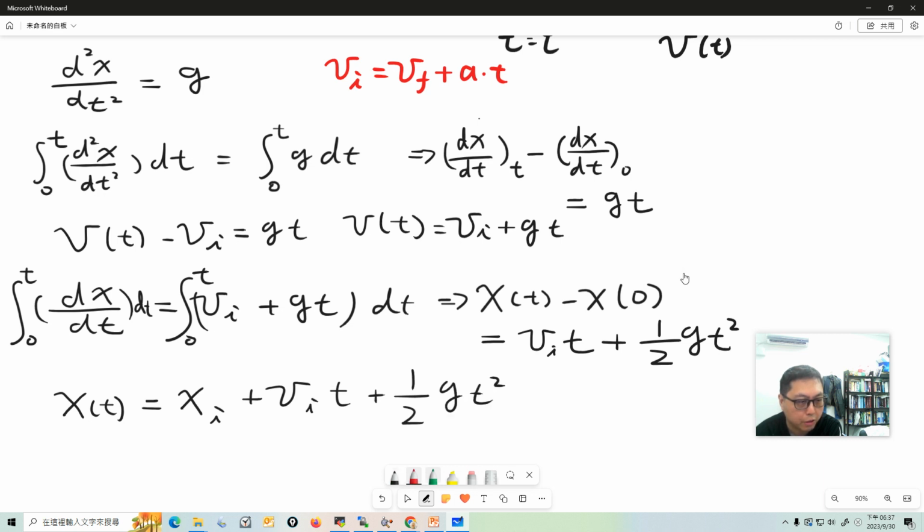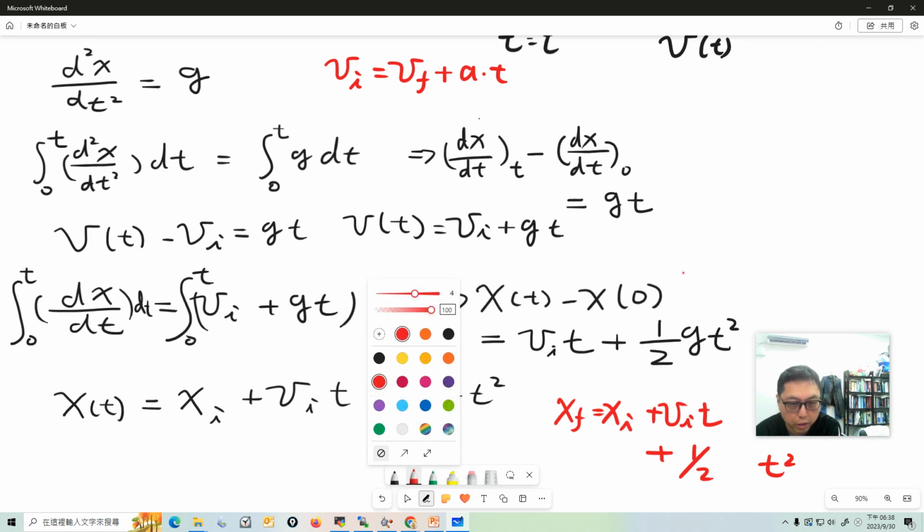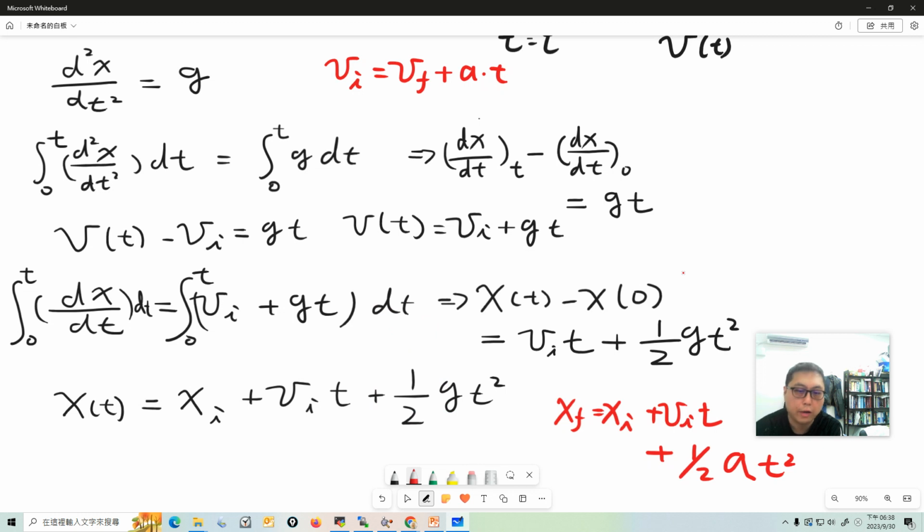Look very similar, right? In 1D kinematics, I said xf equals xi plus vi times t plus 1/2 a t squared. That g there is a, but never mind.